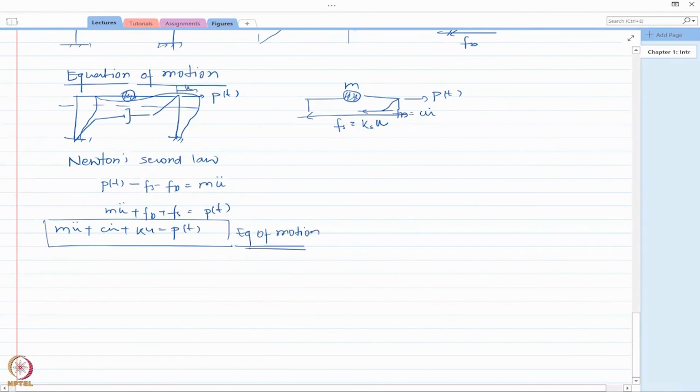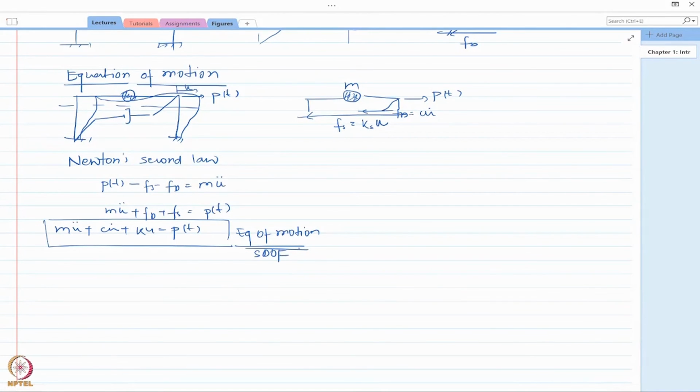I'll keep coming back to this equation of motion again and again in the subsequent chapters. You will see how to solve it and how to use it for an undamped system and a damped system. So this is the equation of motion for a single degree of freedom system, an SDOF system. Newton's second law was one way to do it.